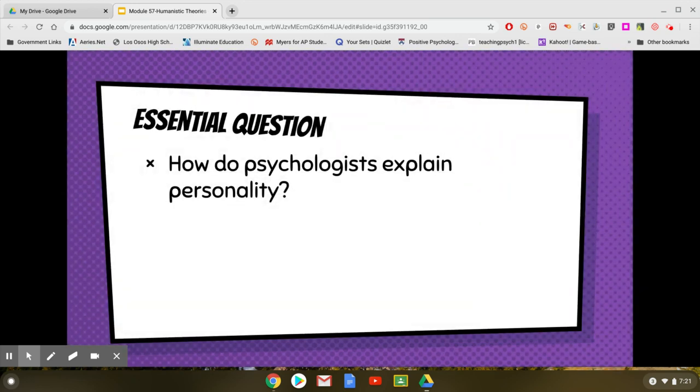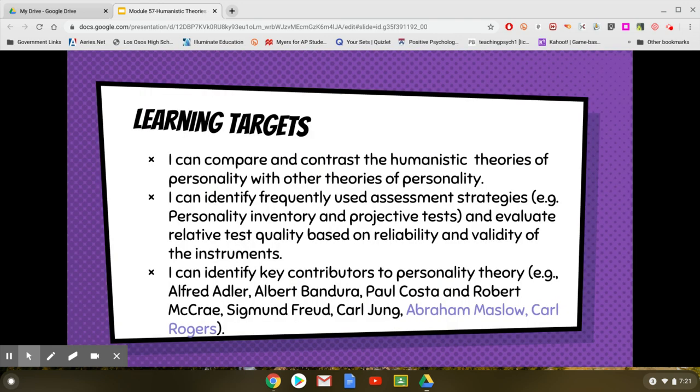Our central question again is, how do psychologists explain personality? Our learning targets are: 1, I can compare and contrast the humanistic theories of personality with other theories of personality. 2, I can identify frequently used assessment strategies and evaluate relative test quality based on reliability and validity of the instruments. And 3, I can identify key contributors to personality theory. As you may have guessed, we'll be looking at Maslow and Rogers today.